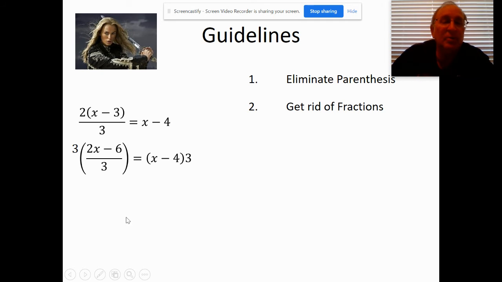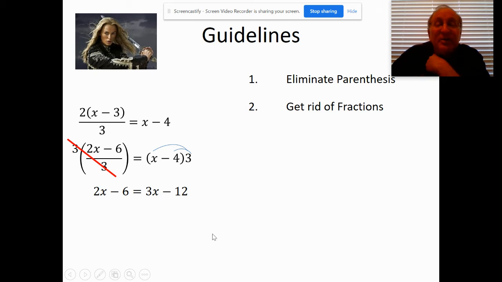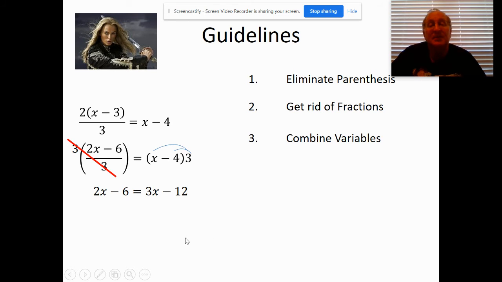All right. What's nice here is those 3's will cancel, but I need to distribute that 3 to that x and 3 to that 4, which makes it 3x minus 12. Now I have variables on both sides, so I need to combine them. Now I would rather have positive values than negative, so I'm going to move the 2x, called combining variables, I'm going to move the 2x and the 3x. They're like combined terms there.